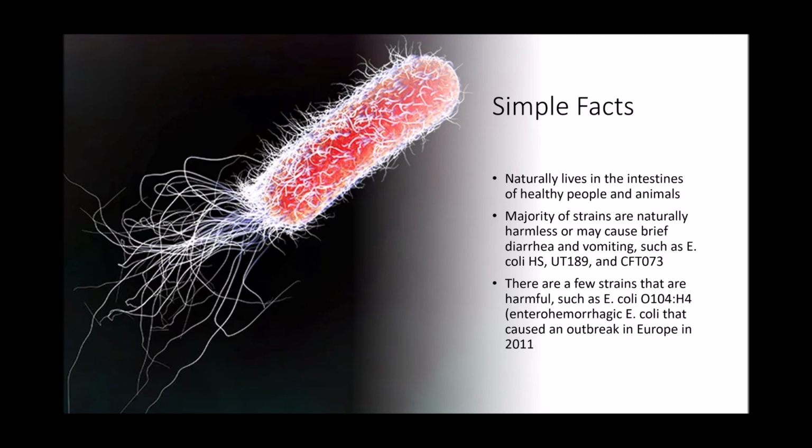However, there are a few strains such as E. coli O104:H4, which is also called enterohemorrhagic E. coli, that caused an outbreak in Europe in 2011. Now, according to the CDC, the latest outbreak back in 2022 was due to E. coli O157:H7, a strain that has the symptoms of severe stomach cramps, bloody diarrhea, and vomiting, and has been the cause of at least one foodborne outbreak in the U.S. each year since 2006.